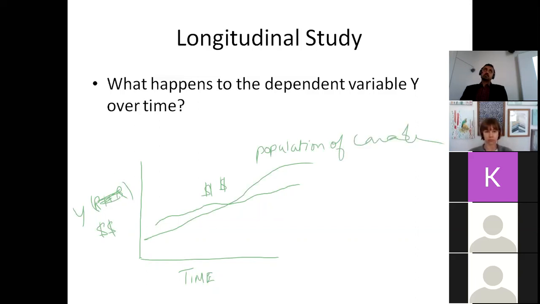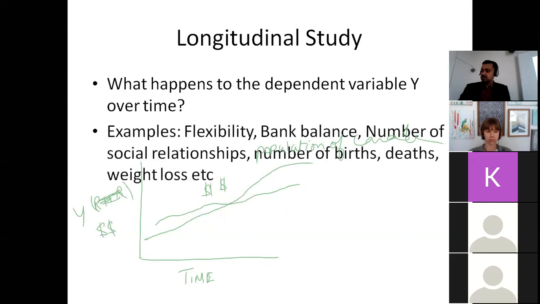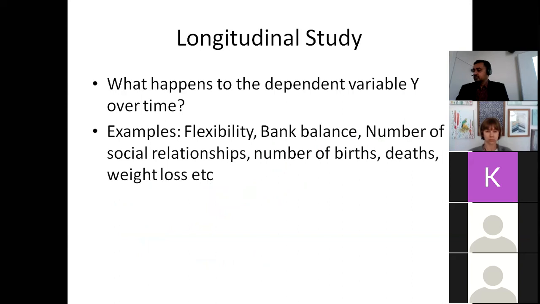You track the population of a country, of a city. You track loss in muscle mass because of a lack of intervention. Things over time, things that change over time. That's the foundation for longitudinal study. Our flexibility changes over time. So examples are here: number of social relationships, number of births, deaths, weight loss, etc.